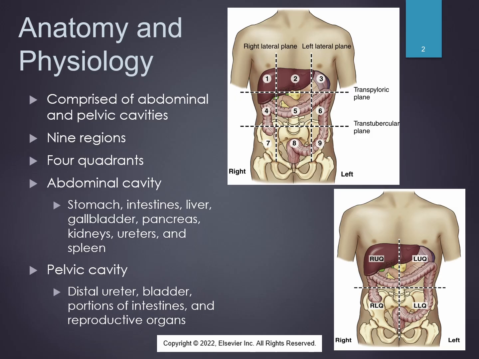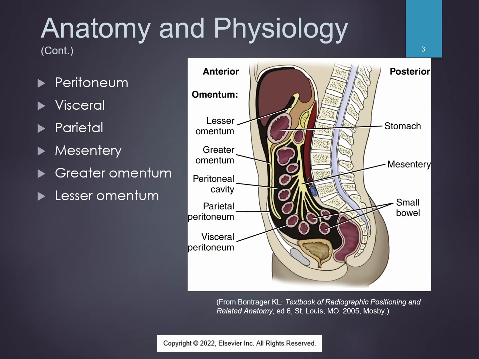The abdominal cavity contains the stomach, intestines, liver, gallbladder, pancreas, kidneys, ureters, and spleen. The pelvic cavity contains the distal ureter, bladder, portions of intestines, and reproductive organs. The abdominal cavity is lined with a serous membrane called the peritoneum. The serous lining covering the organs is called the visceral peritoneum. The parietal peritoneum is a serous lining that covers the abdominal and pelvic walls and extends to the abdominal organs.